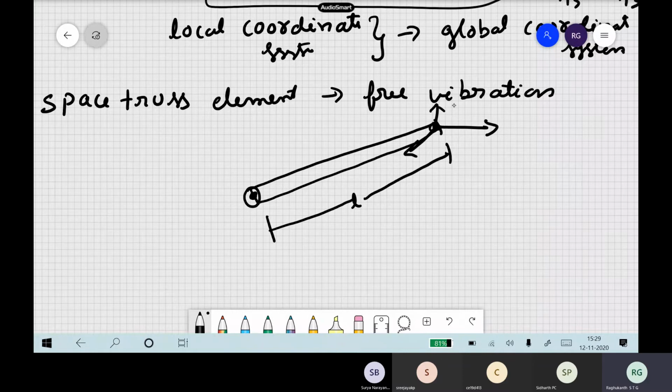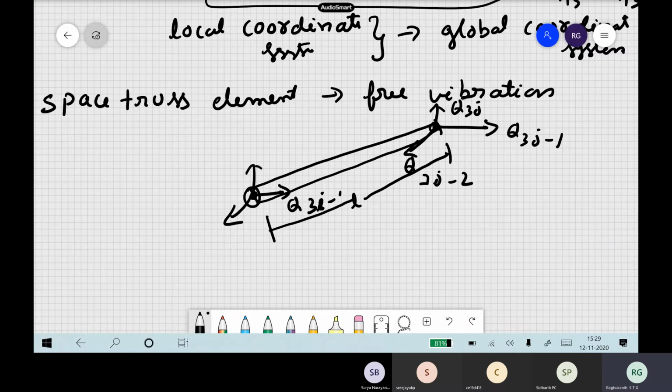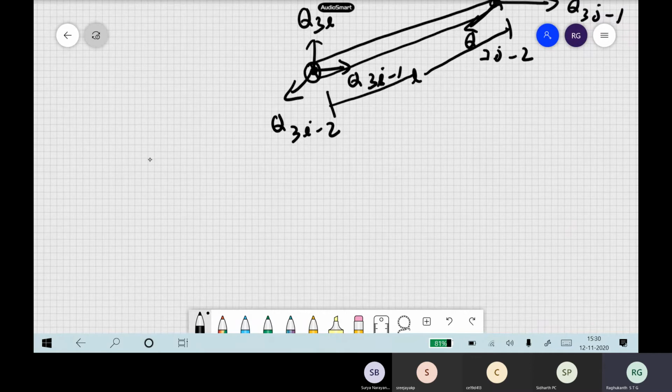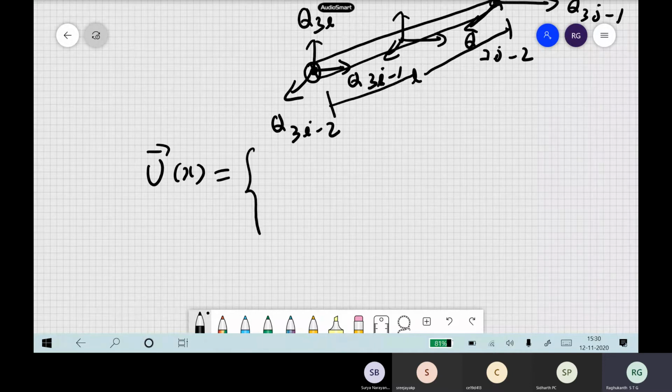The notation is how do they represent: q 3j-2, q 3j-1, and q 3j here, so q 3i-2, q 3i-1, and then q 3i. So this is our space truss element, with 3 degrees of freedom at each node. Now the displacement field, anywhere inside the truss, has 3 displacements essentially: u of x, v of x, then w of x.